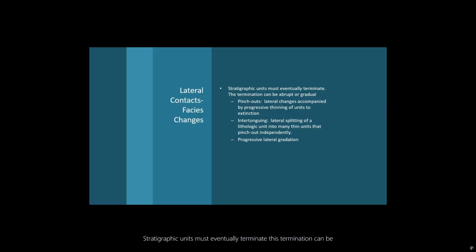Stratigraphic units must eventually terminate. This termination can be abrupt or gradual. Pinch-outs are lateral changes accompanied by progressive thinning of units to extinction. Intertonguing is a lateral splitting of a lithologic unit into many thin units that pinch out independently. These could indicate a rapid back and forth sea level change. In the next slide, we will look at a demonstration of correlation and examples of pinch-outs and intertonguing.